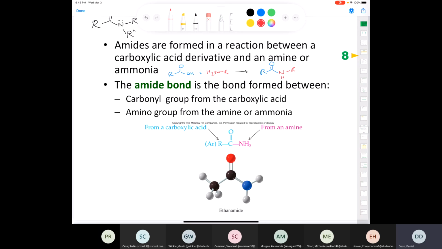Again, the amide bond is the bond between the carbonyl group and the amino group. You're going to hear me use the words amide bond a lot when we get into the chapter where we talk about proteins, which is chapter 18. But the amide bond is this bond here. Okay, so the amide bond, again, I'm repeating myself, is the bond between the carbon and the nitrogen. The single bond that is called the amide bond. Okay, and there are many ways to make amides, but again, we're going to take a look at that in a second.